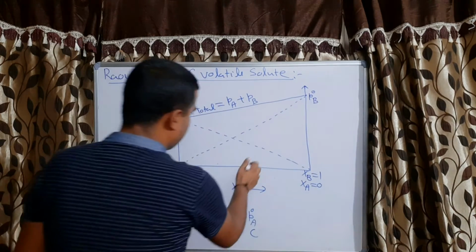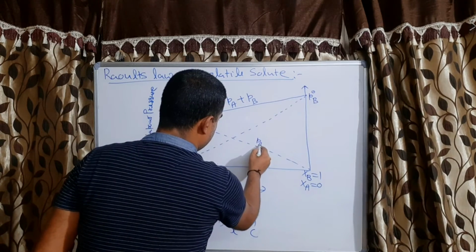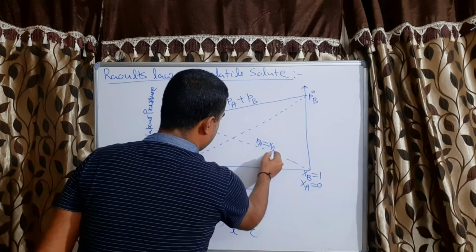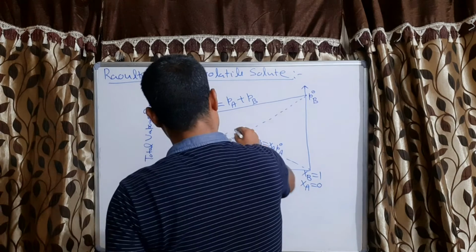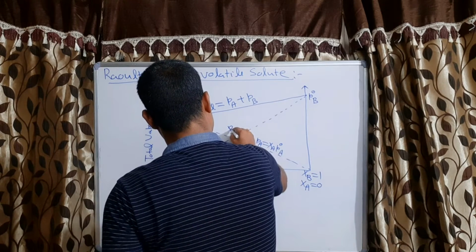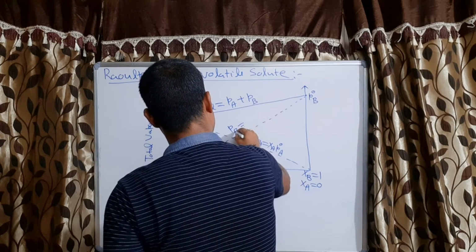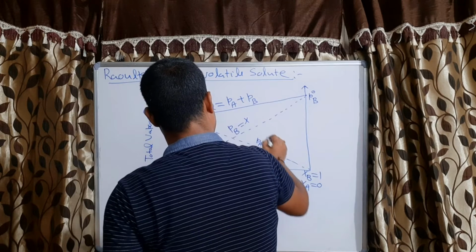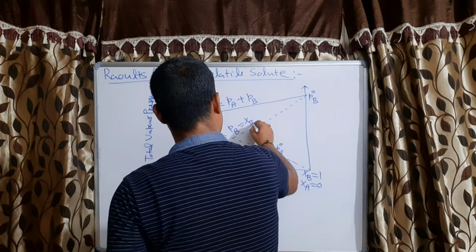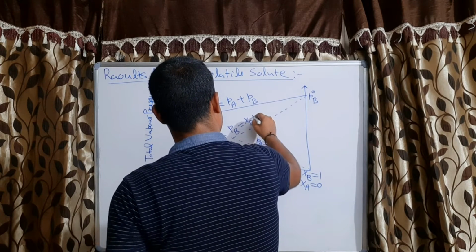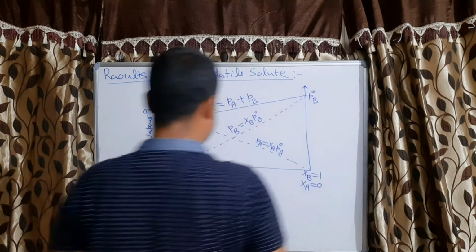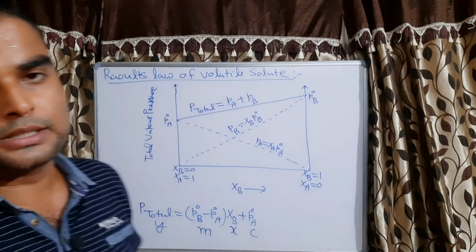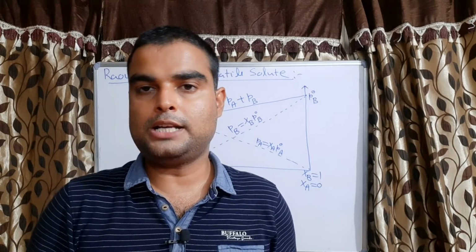Correct? So, it will be PA equal to XA P naught A, and PB equal to XB into P naught B. So, that is the Raoult's law of volatile solute.